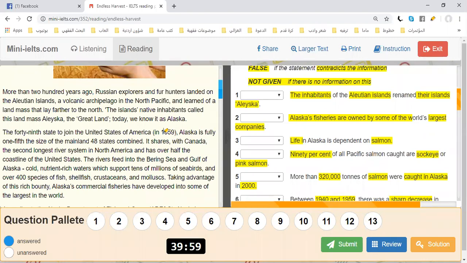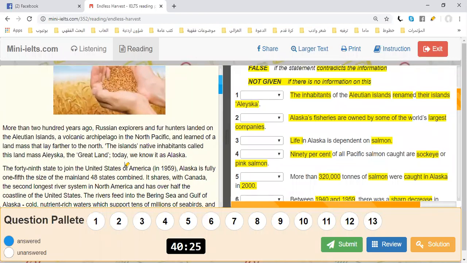So now we will start reading, and we will take the first keywords in the first question, because it's what is expected to be found first. So: the inhabitants, the people who live on the Aleutian Islands, renamed their islands Alaska. Let's begin reading and find out the answer for this statement. More than 100 years ago, Russian explorers and fur hunters landed in the Aleutian. Okay, here's the first mention of the Aleutian Islands, a volcanic archipelago in the North Pacific, and learned of a landmass that lay further to the north.